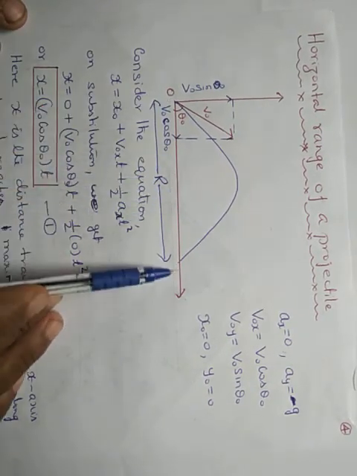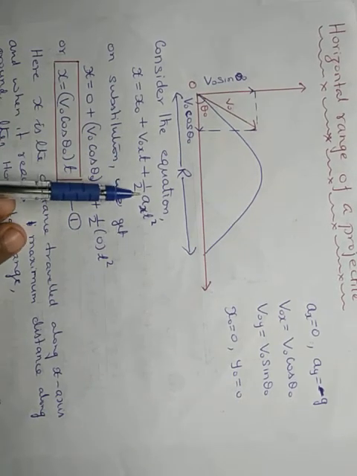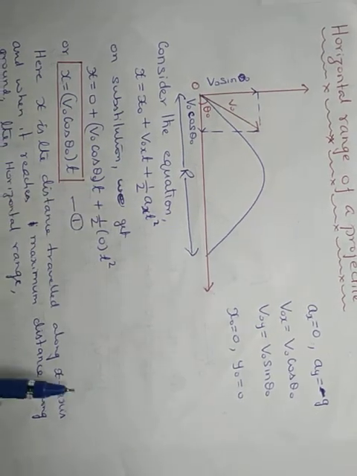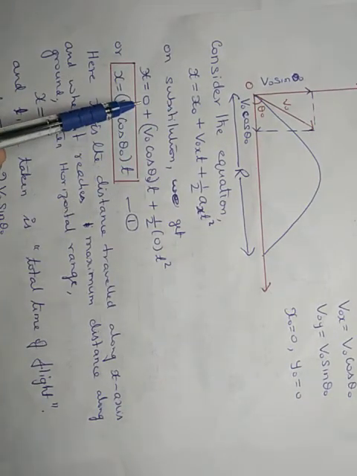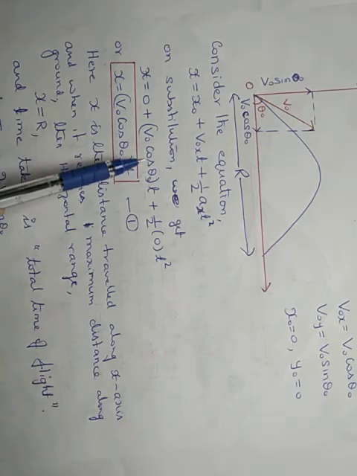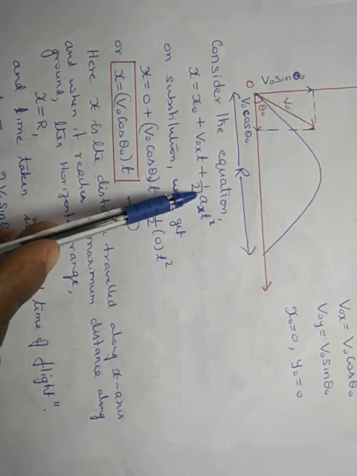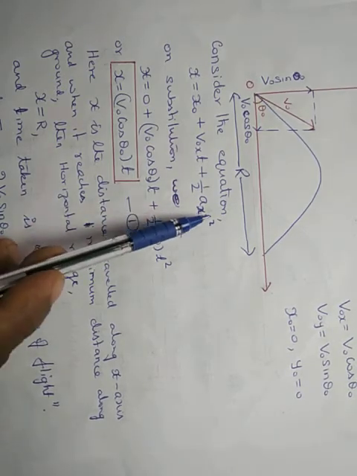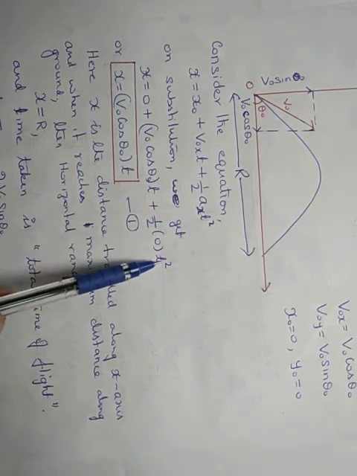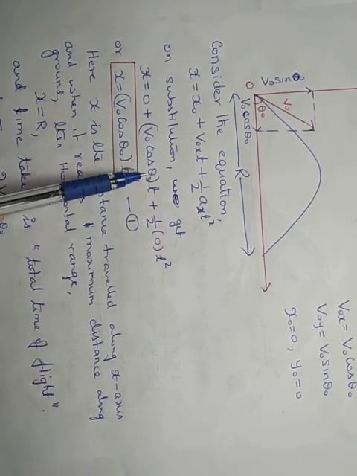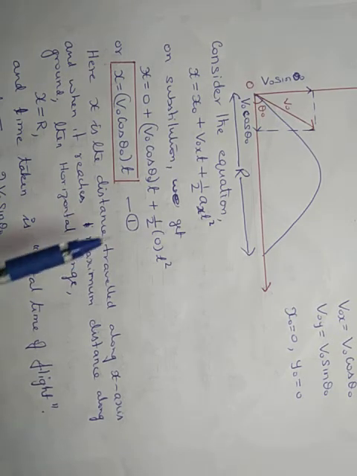In this case, you have to consider the x equation: x equals x naught plus V naught x t plus half Ax t square. Here, x naught, the initial position, is 0, V naught x is V naught cos theta naught, into t, plus half into Ax, the component of acceleration along the x-axis, which is 0, into t square. You will get x equal to V naught cos theta naught into t. Let it be equation number 1.